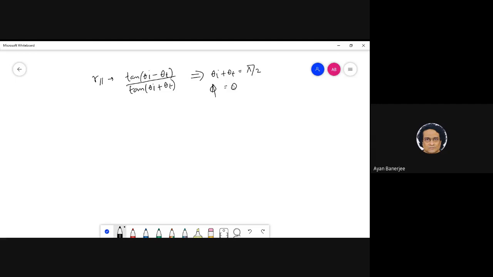I mean, the parallel itself. Well, that's not a correct thing to say. What you should say is R parallel is 0, right? So that it just becomes, I mean, it does not exist. So that is called what? This is called the Brewster angle, right? So what does that mean?